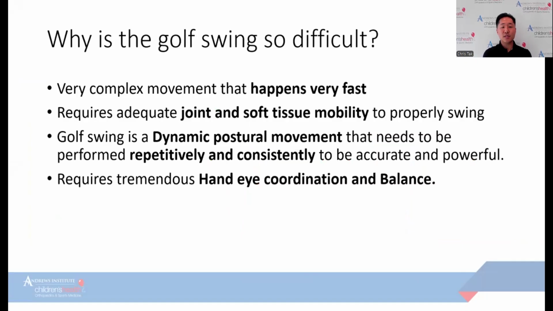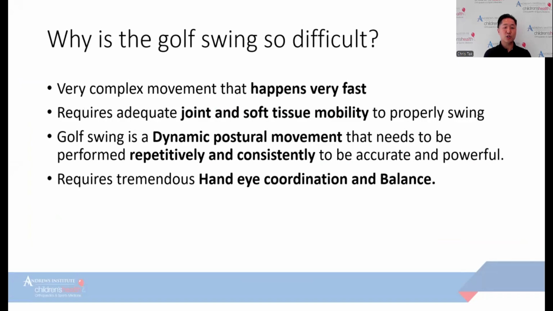So why is golf swing so difficult? It's a very, very complex movement, and that happens very, very fast. So average club head speed for an amateur player, you're looking at about 96 to about 100 miles per hour. If you're hitting something that is very small, such as a golf ball size, with a club that goes 96 to 100 miles per hour, it needs to be very, very accurate. And of course, the PGA average is about 114 miles per hour, which is insanely fast.